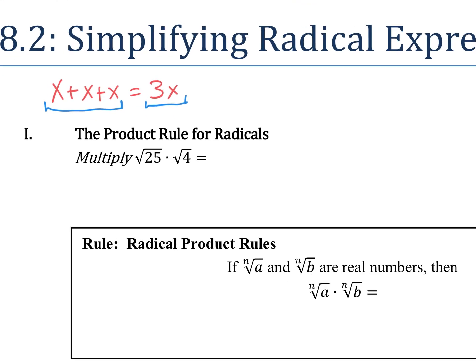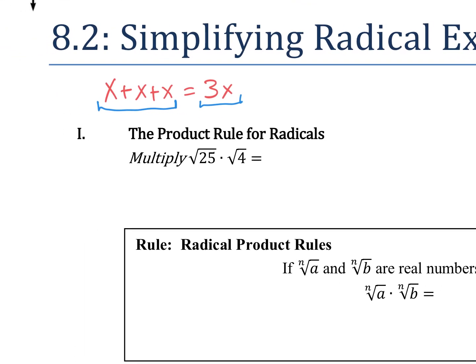Okay, so let's think about this. Let's say we want to multiply the square root of 25 times the square root of 4. Well, we could do that two ways. Maybe we want to square root first. Square root of 25 is 5. The square root of 4 is 2. And 5 times 2 is 10. Okay, that's one way we could go. Can you think of another way we might do this?